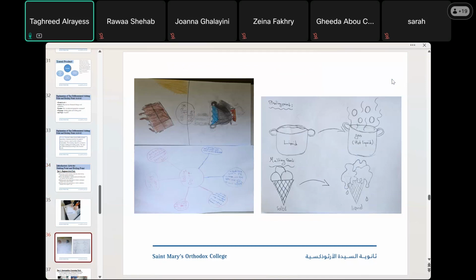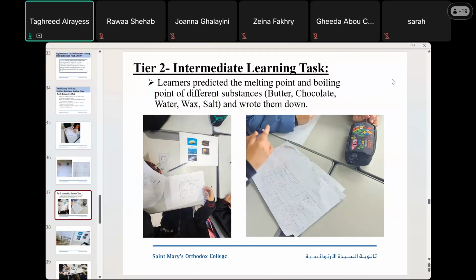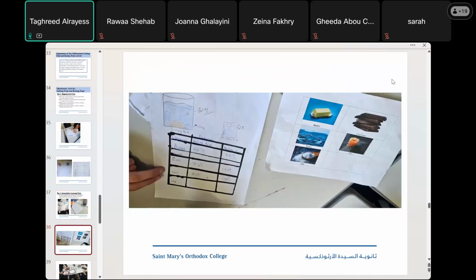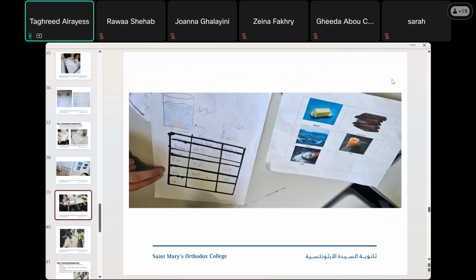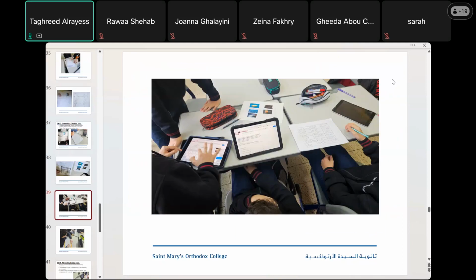And learners who have finished Tier 1, the beginner level task, were able to move on to Tier 2, which is the intermediate learning task. In this task, learners started by writing their predictions about the melting point and boiling point of different substances, which were water, wax, butter, chocolate, and salt. And they wrote them down and organized them in the form of a table, as you can see in the pictures. After writing their predictions, they researched the actual melting point and boiling point of these different substances.